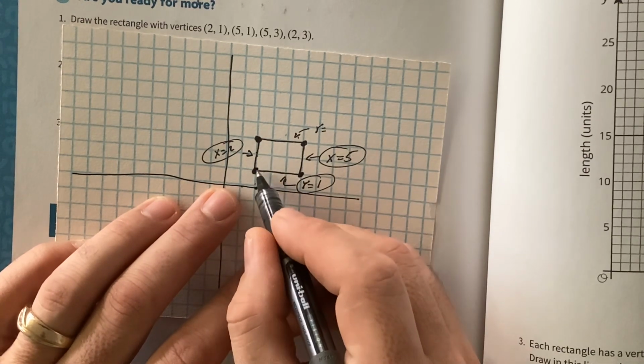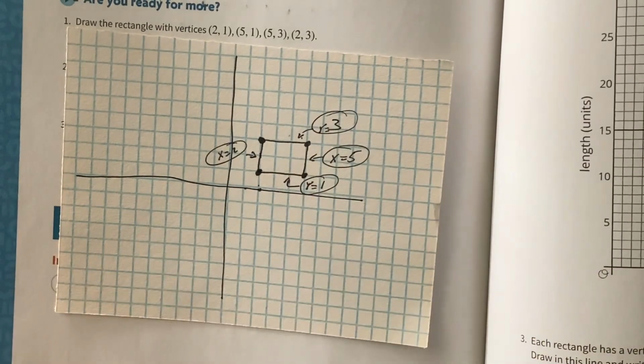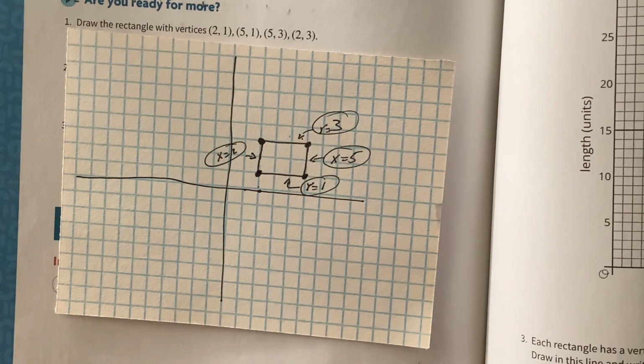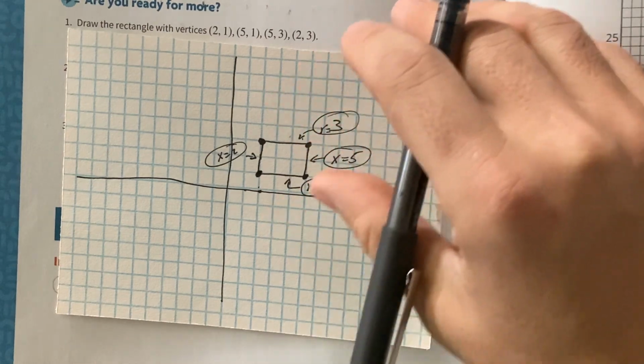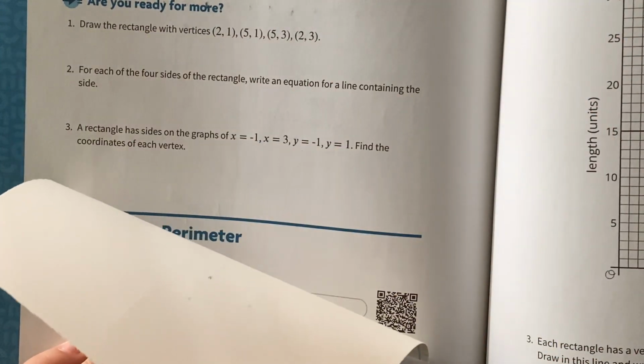Count them with me. Ready? 1, 2, 3. 3, yes. There you go. Horizontal, y equals, vertical, x equals. Get it? Got it. Good. All right, so we did number 2.